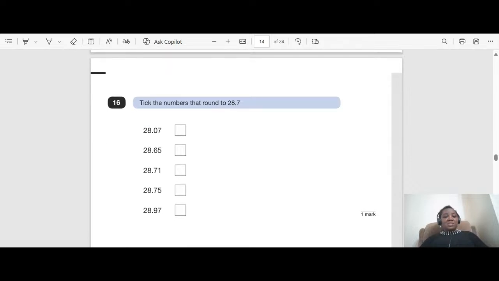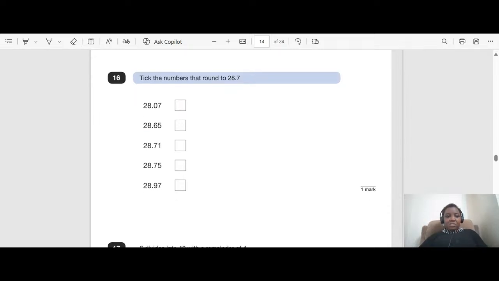Question number 16. Tick the numbers that round to 28.7. Oh, sorry. We want a number that when it is rounded gives 28.7. Now 28.07, if we round it, it gives 28.1. So that's wrong. 28.65, if we round it, it gives 28.7. Yeah, that's correct.